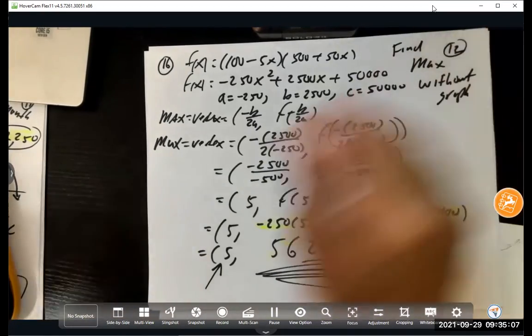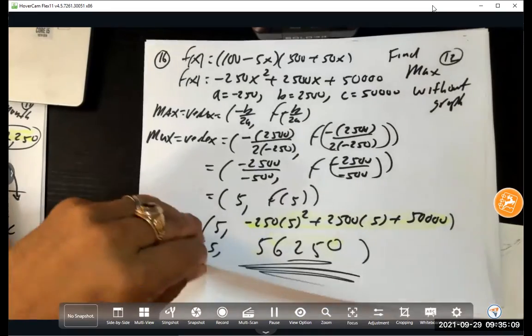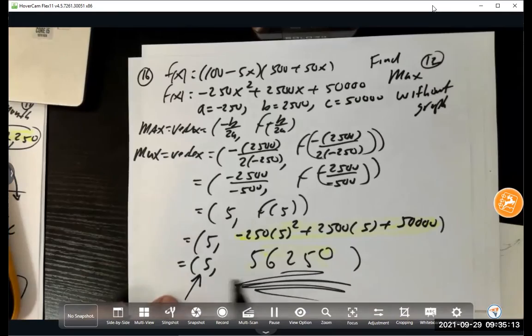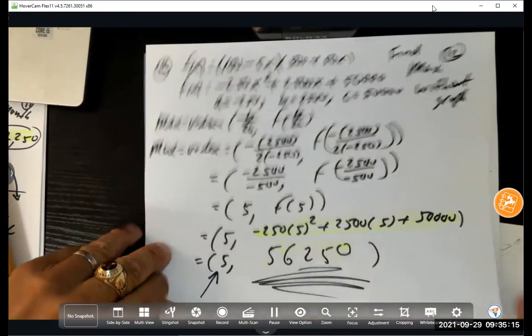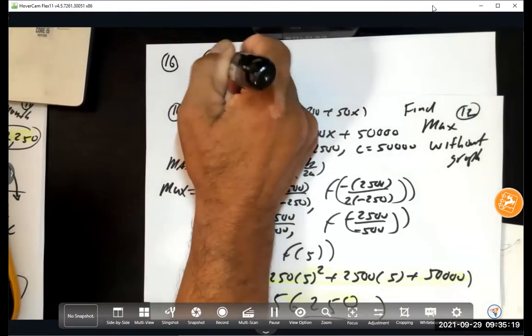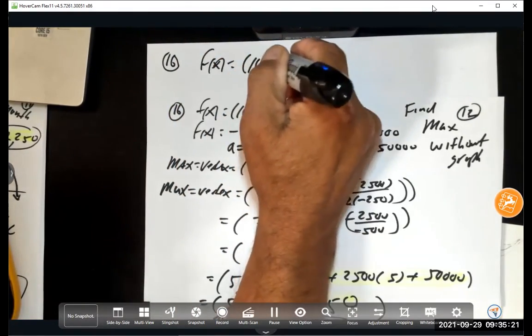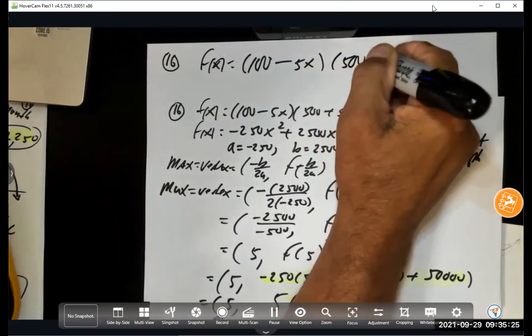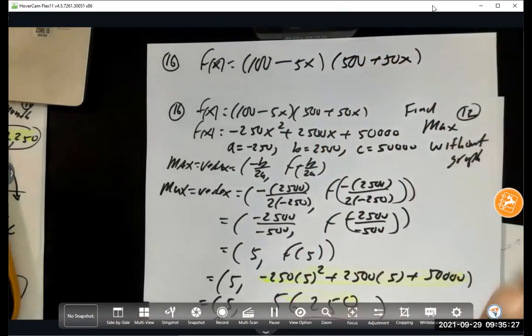Let me go back to the original problem. Let me go back to one more just to show you how it works. Okay. So if you put 5, you get 52,650. If I go to the original problem, which is this one, the original one we started with: $100, 100 apartments, 5x, 500 plus 50x. Okay. All right.